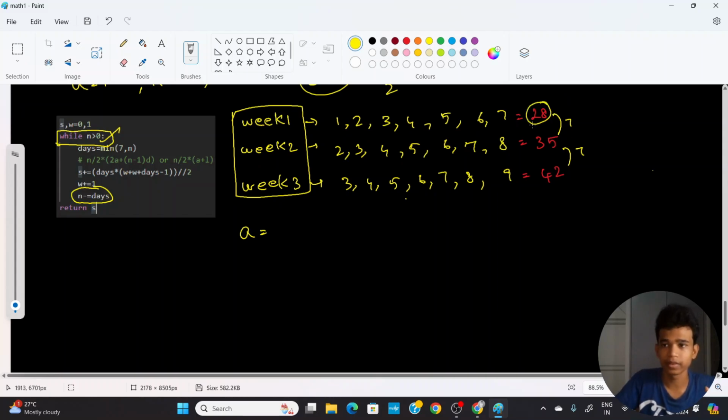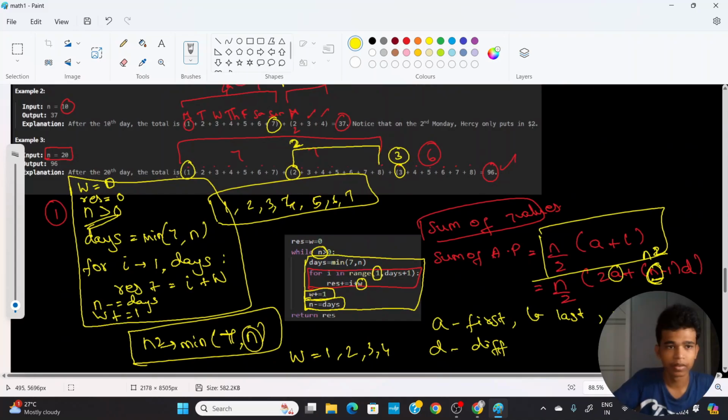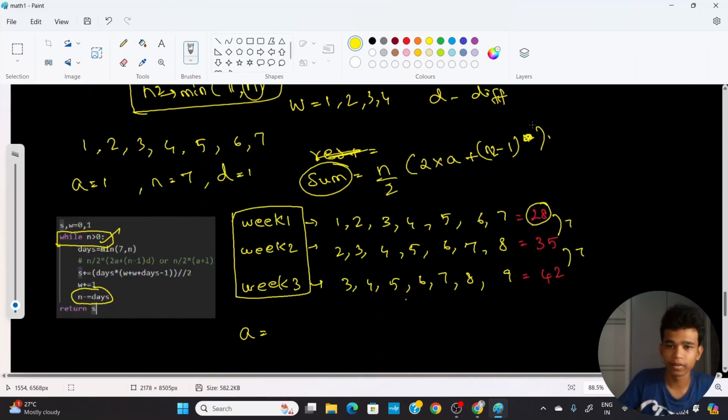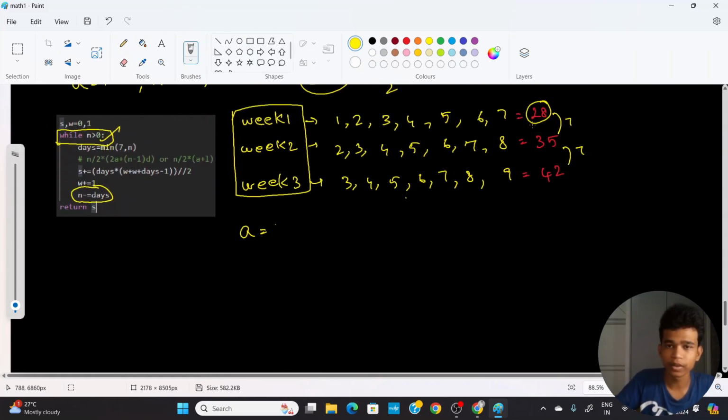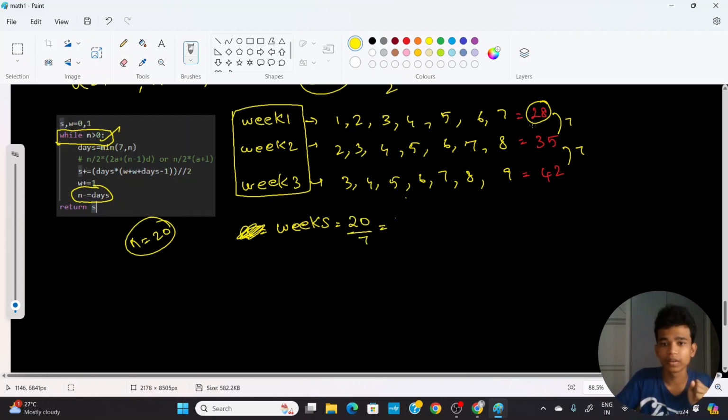So, let us take an example, 20. So, 20 is my n. What is going to be my first week? First of all, we want to find how many weeks are present, right? How can we find weeks present if n is equal to 20? Just put 20 divided by 7. We get the whole weeks. How many weeks are complete? We get 2. So 2 weeks are completed.